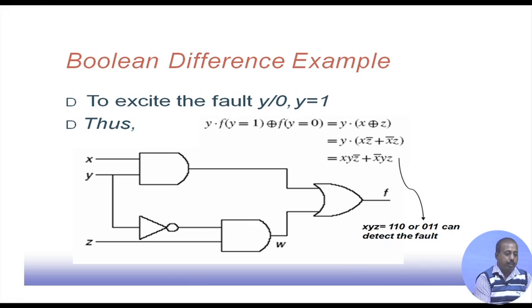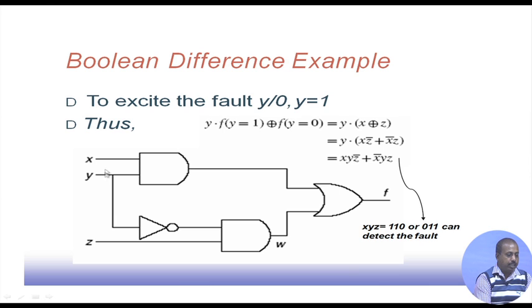So, for a quick check we can see that in both the cases the y line has been set to 1. We are trying to check y stuck at 0, so it is putting y equal to 1. So the excitation part is satisfied. Now, x is 1 and z is 0.